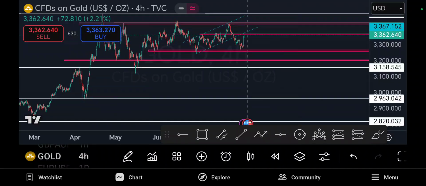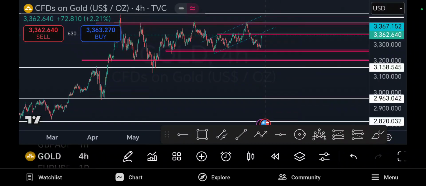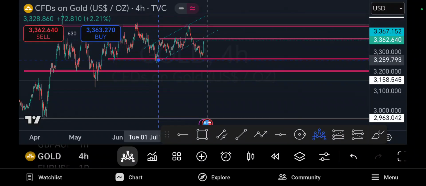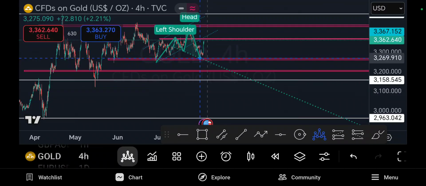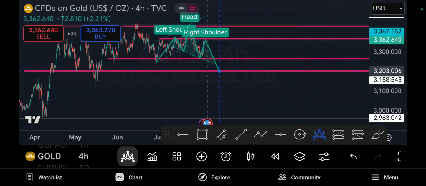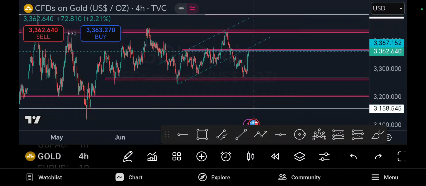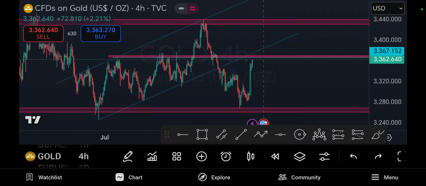We can see that some can actually say it's a head and shoulders, because this is our left shoulder, neckline, head, this, then this is our right shoulder, push to the downside. See, but let me not add that, because now it's going to mess up the chart. Right, that's what we have.